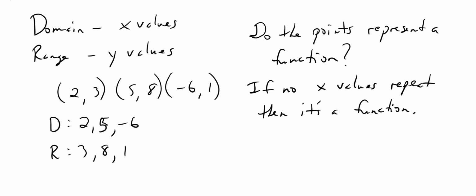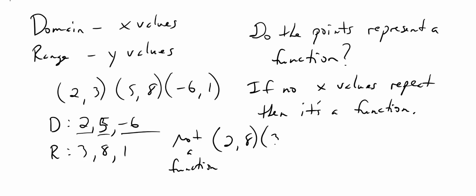It's super easy. So the points that I just wrote out here, that would be a function because it's 2, 5, and -6. No repeats. Now an example of not a function: if I said (2, 8), (3, 7), and (2, 16), because the 2 is repeated, that would not be a function. It doesn't matter about y values.